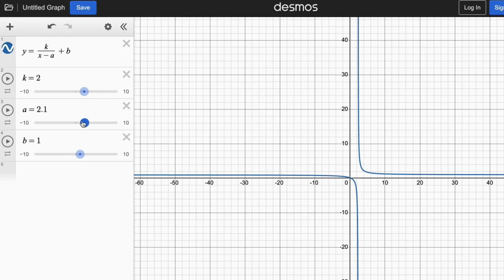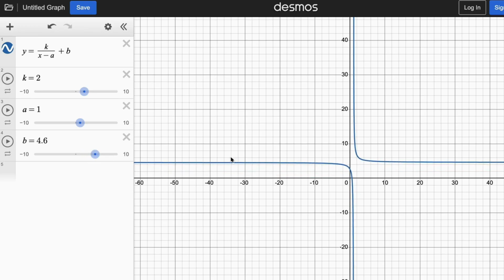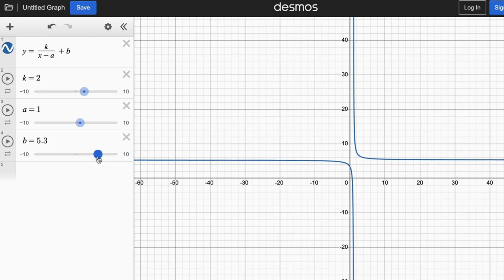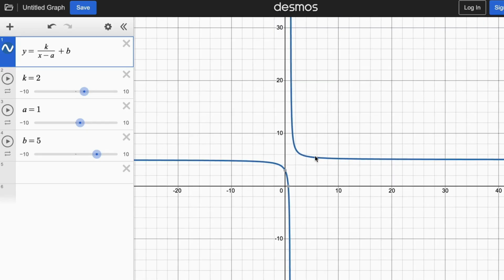Now lastly, let's look at our b. Our b is controlling our horizontal asymptote. As we go up, it goes up. So this whole line is the horizontal asymptote, which is at y is equal to 5.3 in this case. If we set it to something like 5, you can see that this line is trying to approach 5, but it's never going to quite get there. So that's what asymptotes are, and that is how this graph works.